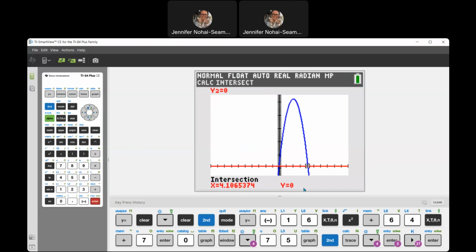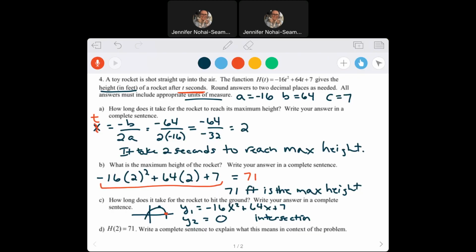All right. And it depends, what did it say? 2 decimal places. Okay, so they wanted 4.11 when we round properly on that. So we want 2 decimal places there. All right, so now I'm going to switch back over to the other share screen. Okay. All right, here we go.